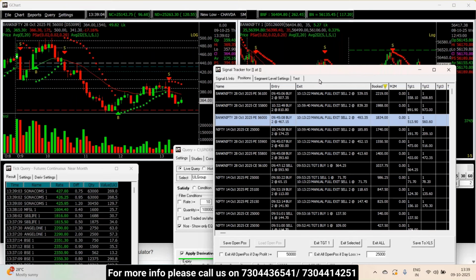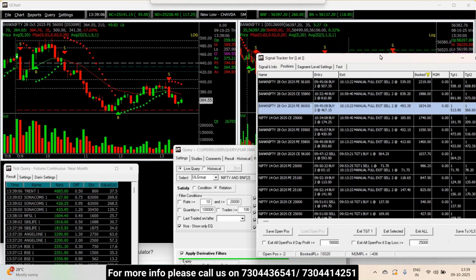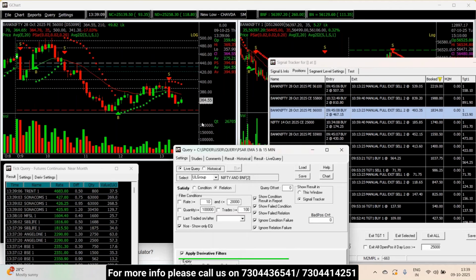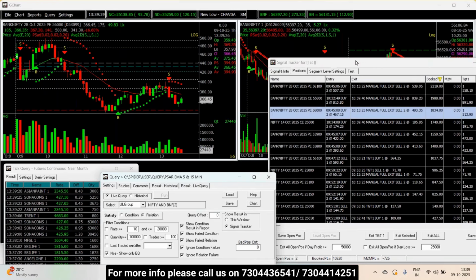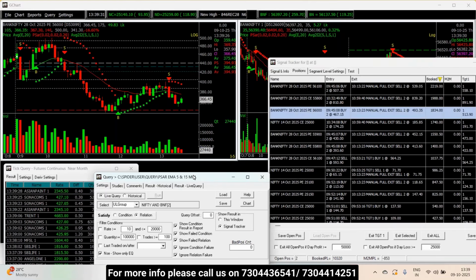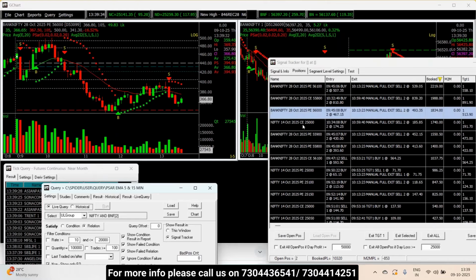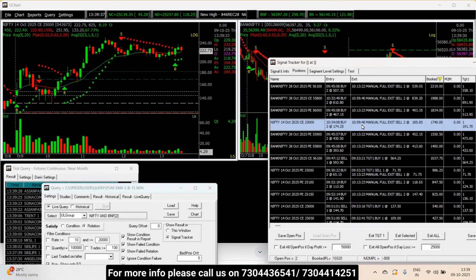If you feel too many trades are being executed, then you can come into this technical query and reduce this percentage. Now the gap is 0.20%. You can reduce it to 0.10%, then the strikes will be fewer. You can see again this strike, 1034. In this way it will execute the stocks.